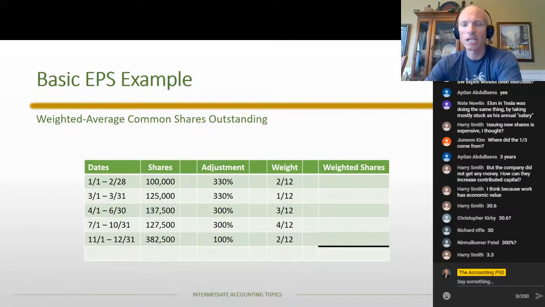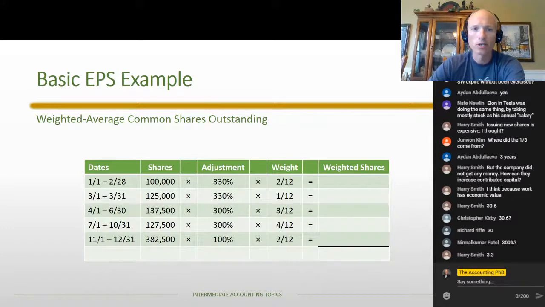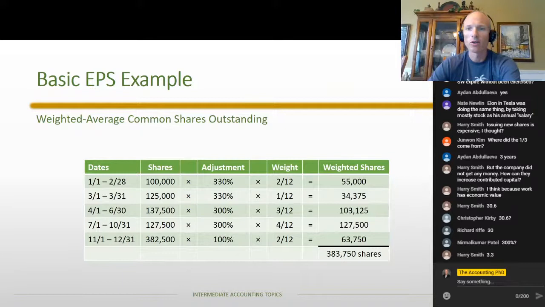So we're trying to get to this idea of weighted shares. And so in order to get weighted shares, you have your physical number of shares, you have the adjustment factor, and then you have the proportion of the year where you had that physical number of shares. And so to calculate weighted shares, we multiply across. So you take the physical number of shares, you multiply it by the adjustment factor, and you multiply it by the weight, and from that you get your weighted shares. And then the weighted average common shares outstanding is the sum of that final column. So the whole point of this chart is to get to weighted average common shares outstanding. And so each row gives you weighted shares. You add up all the rows, and that leaves you with your weighted average common shares outstanding.